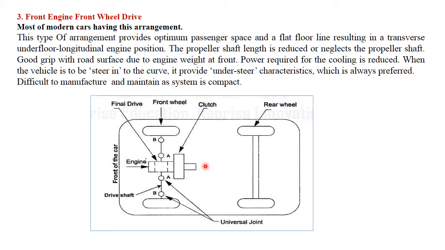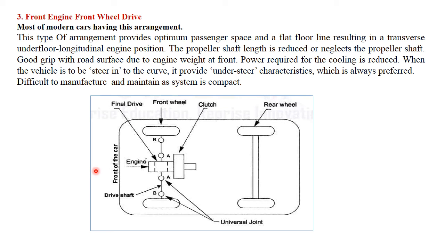In this case there is no need for a propeller shaft. This type of arrangement provides optimum passenger space and a flat floor, because the need for the propeller shaft is eliminated. That's why it provides a flat floor surface, resulting in a transverse engine position. The propeller shaft length is reduced or eliminated. That is one advantage. Good grip with the road surface due to engine weight at the front.